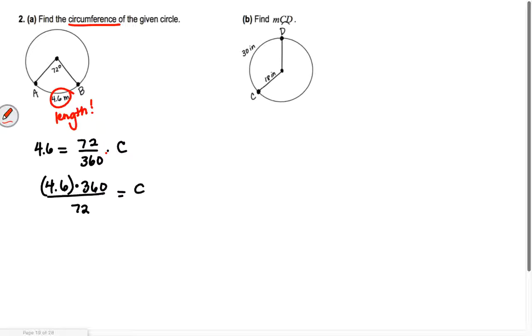So you guys see how I did that? I multiply the 360 over first. So 4.6 times 360 on my calculator. And then I take that answer and I divide by 72. So I get 23 is my circumference. That's it. You stop there. So you don't have to write 2 pi r because I didn't ask what the radius was. I just wanted what the whole circumference was.